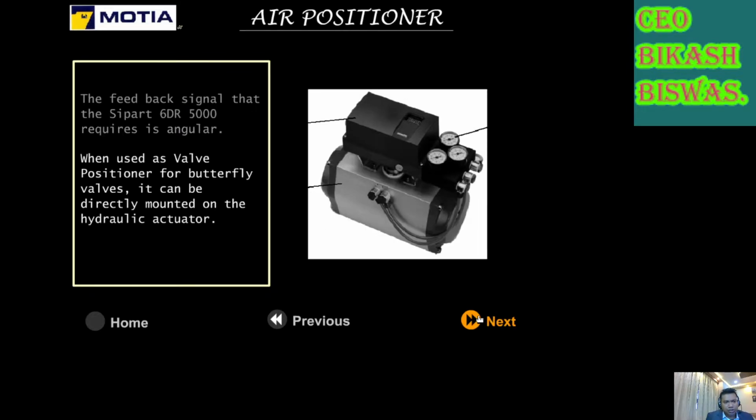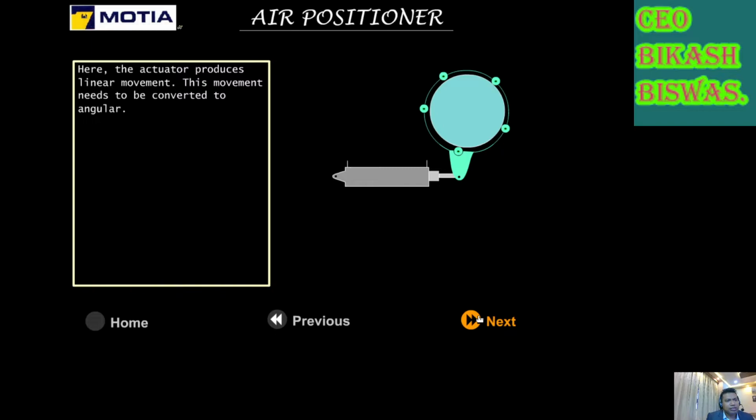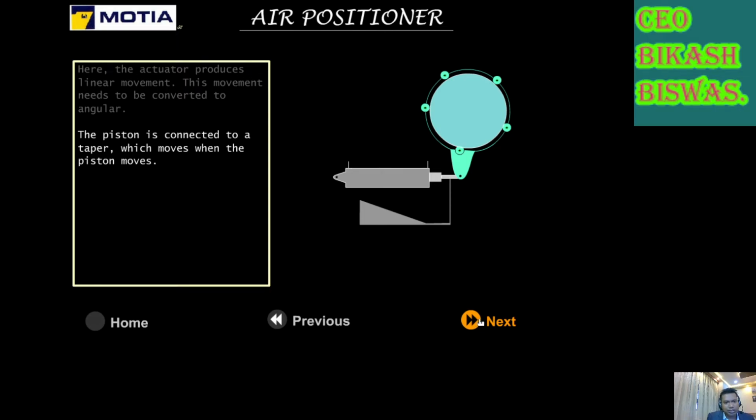Now, when used as a valve positioner for the butterfly valve, it can be directly mounted on the hydraulic actuator. Now, here the actuator produces linear movement. This movement needs to be converted to angular. What is happening? The air pressure is coming to either the forward or backward direction, and the actuator is moving linearly. But our feedback mechanism gives an angular signal. So this linear movement has to be converted to angular movement. How is it done?